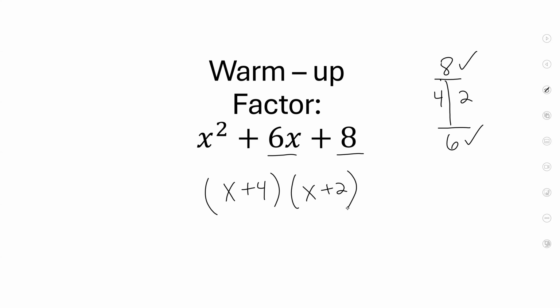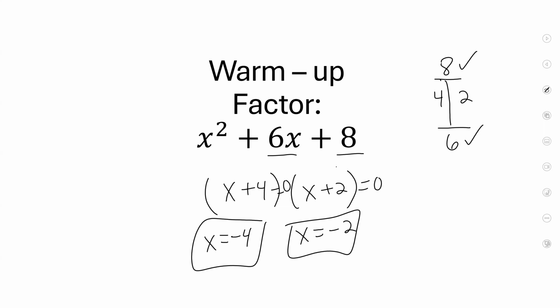So guys, what will your solutions be? X equals what? Negative 4 and negative 2. Good. You set both of your factors equal to 0 and you just solve it. So these are your solutions. These are your factors. These are your solutions. What are some other words for solutions?